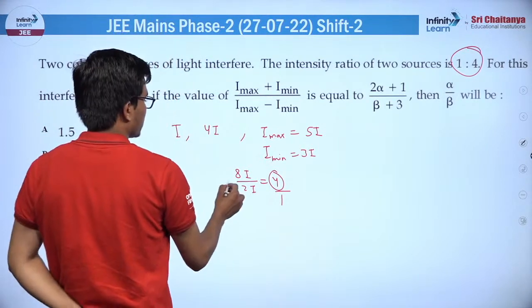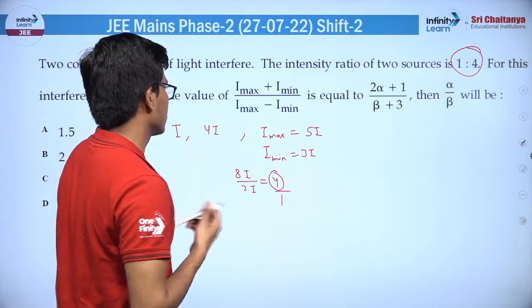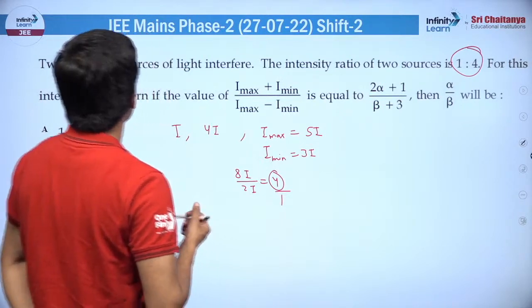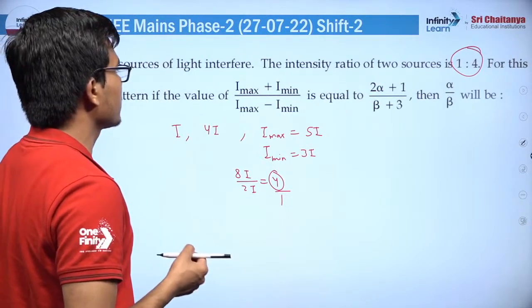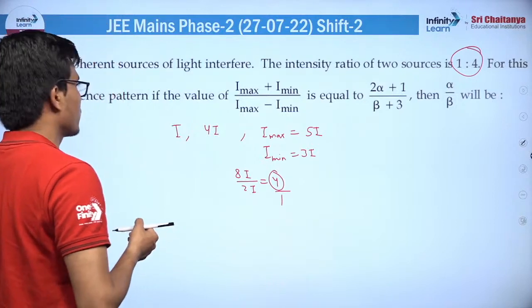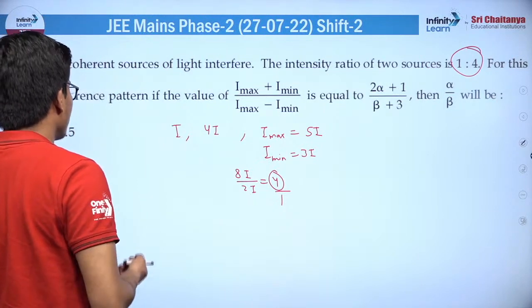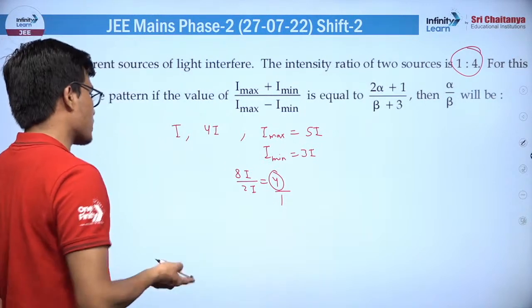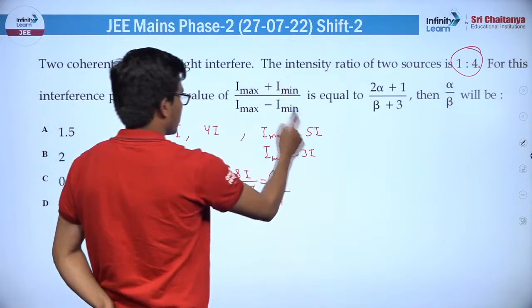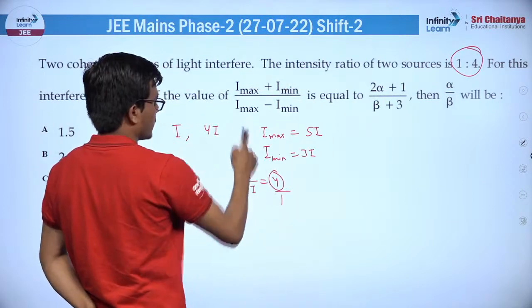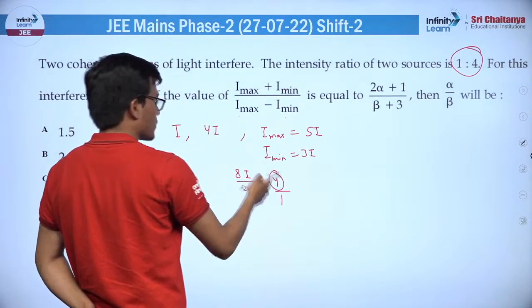You can compare with this. When two coherent sources of light interfere, the intensity ratio of the two is this. If one is I and the other is 4I, then in the interference pattern I max will be 5I, and I minimum is also right. If you add them, you will have 8I. If you subtract them, 2I, so the answer will be 4.